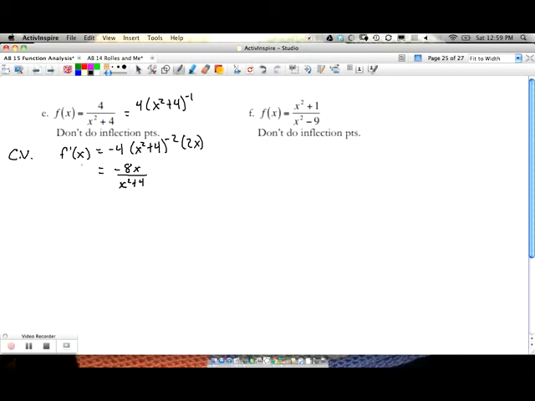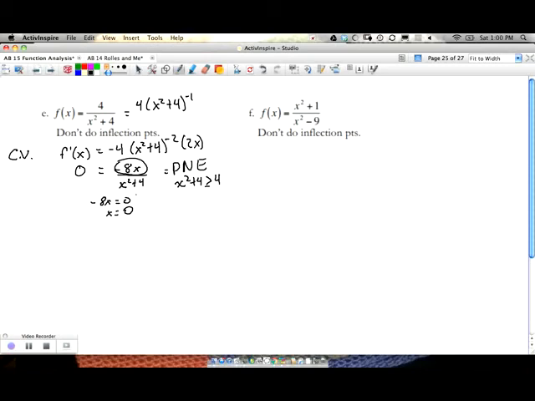So now we are considering more than one thing. We're not just looking at when it equals 0, but we're also looking at if it does not exist. Does not exist would mean denominator equals 0. And in this case, this denominator never equals 0. x squared plus 4 is always greater than or equal to 4, no matter what number you plug in. So it's never going to equal 0. So we're just going to focus on the top piece. Negative 8x equals 0, so x equals 0.